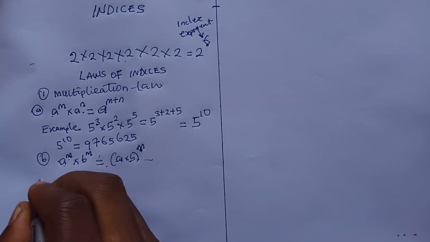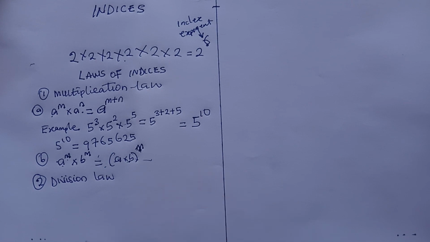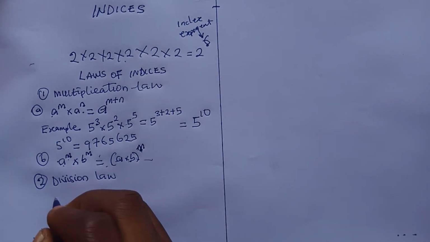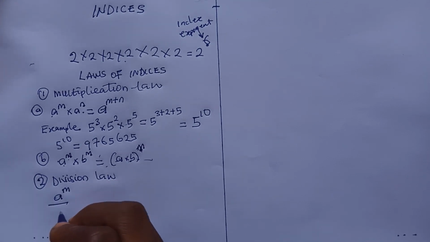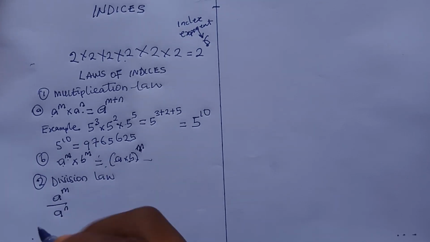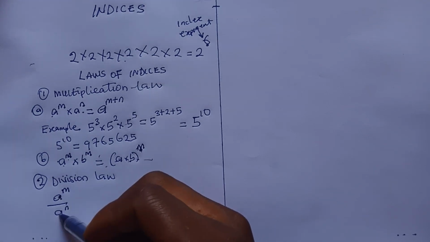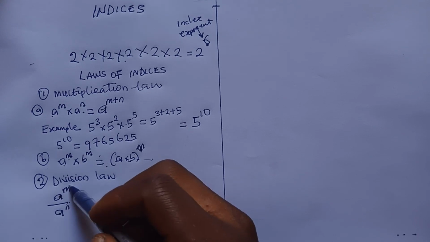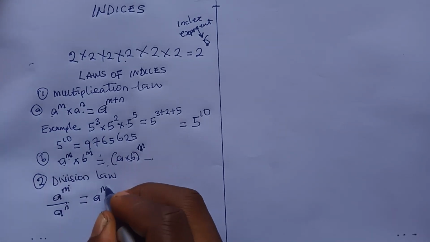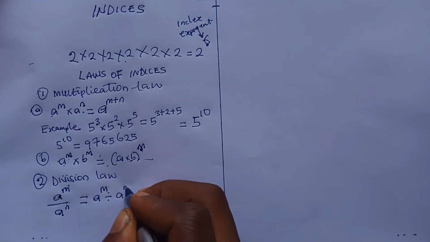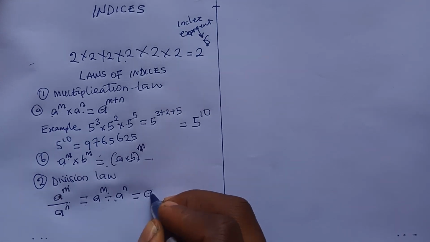Another law, which we'll consider as number 2 here, is the division law. So in this division law, let's assume you have a number, say a raised to the power m, and another number a raised to the power n. It means that the number at the numerator is the same as that at the denominator, but they have different powers. These numbers can be written as a raised to the power m divided by a raised to the power n.